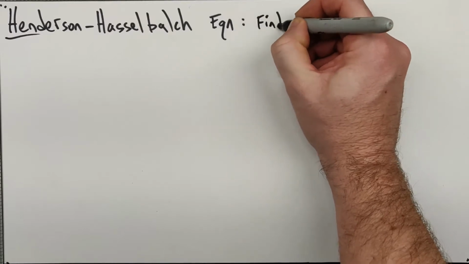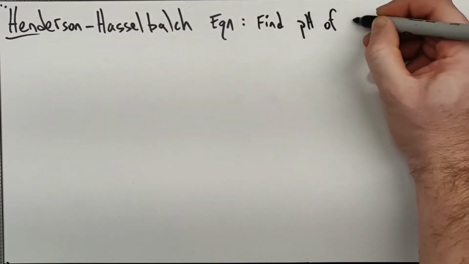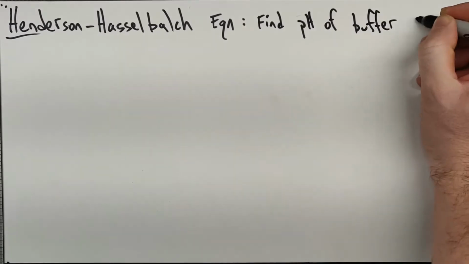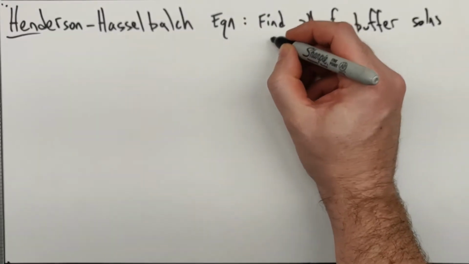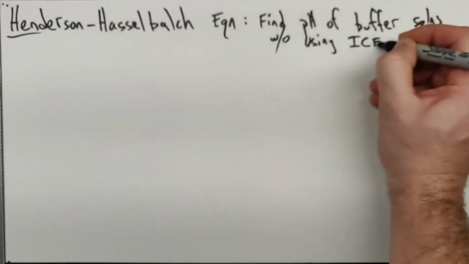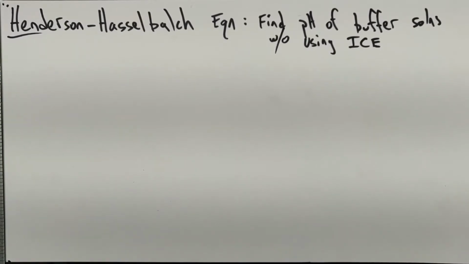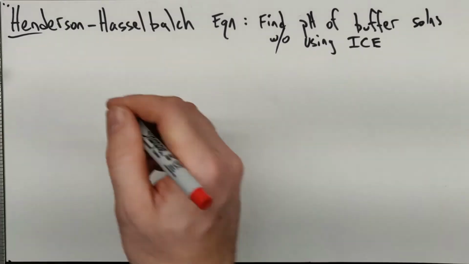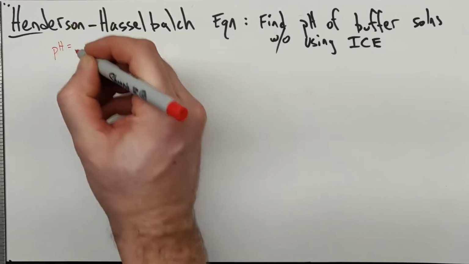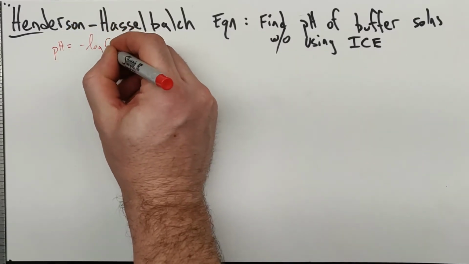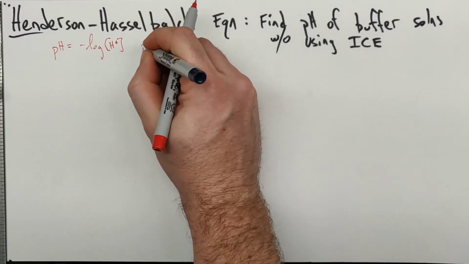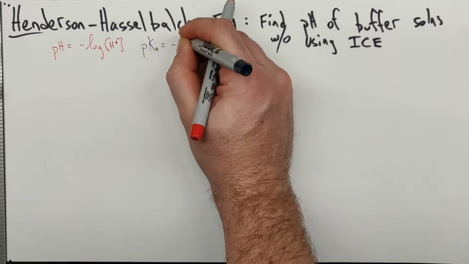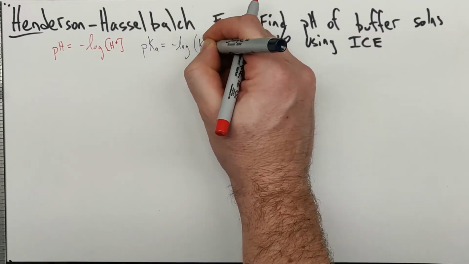The advantage of it is it lets you find the pH of buffer solutions without using ICE. Alright, so that's our goal, the pH of buffer solutions, which is not terribly difficult, but it's more work if you use ICE. So this allows us to do it without using ICE, typical equilibrium setups. Alright, the two equations we need to know starting out are that pH is the negative log of our concentration H+, and also that pKa is the negative log of Ka.